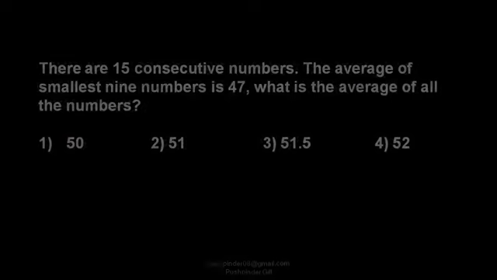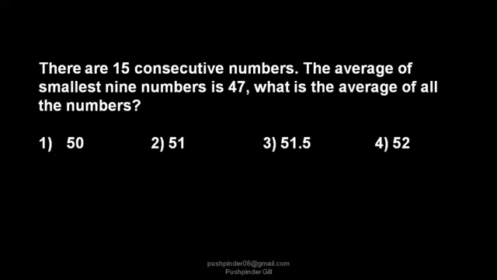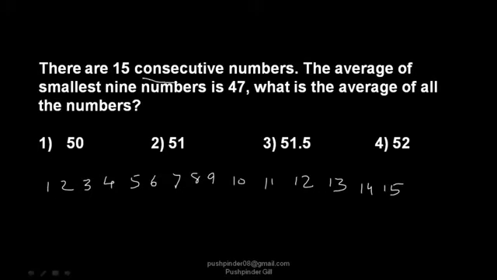There are 15 consecutive numbers. The average of the smallest 9 is 47. What is the average of all the numbers? Now this is an amazing question. If you solve it with this technique, it takes very little time. So let's suppose there are 15 numbers. Let me list them down for your convenience. Let's suppose these are the positions of those numbers. There are a total of 15 numbers, and they are consecutive.